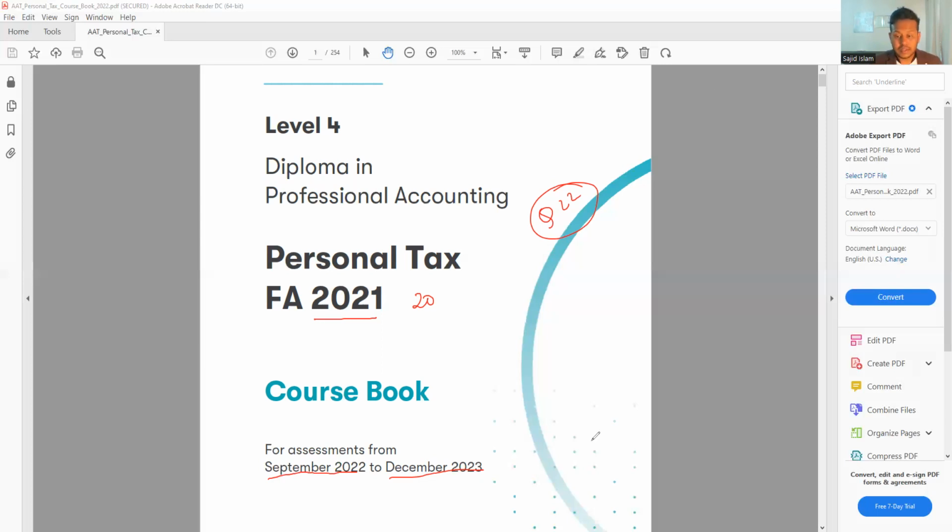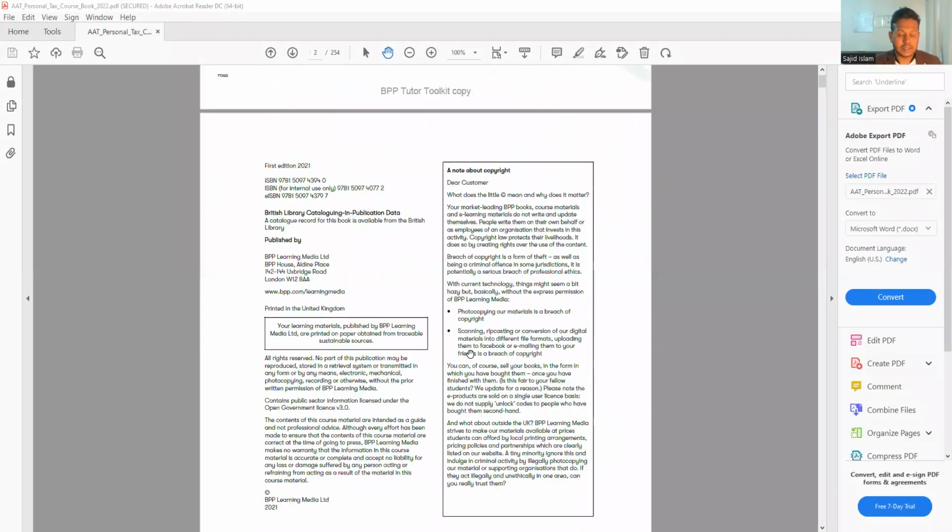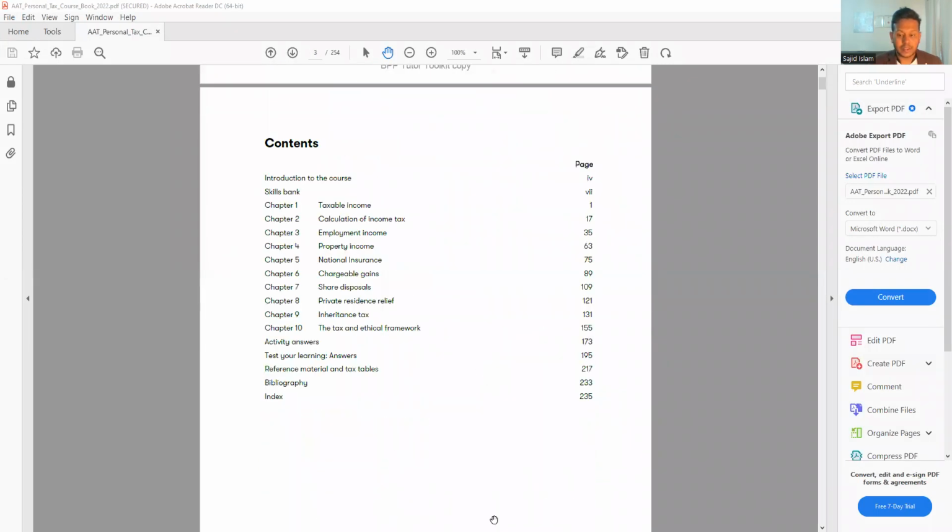So the first thing, we will look at the content. On the content, we can see we have 10 chapters to complete. The first one is taxable income. This is the very basic of how taxable income will be calculated, so it's nothing very difficult in chapter number 1. And then the calculation of income tax. This is one of the important chapters, because in the exam we're expecting almost 14 marks from this chapter.